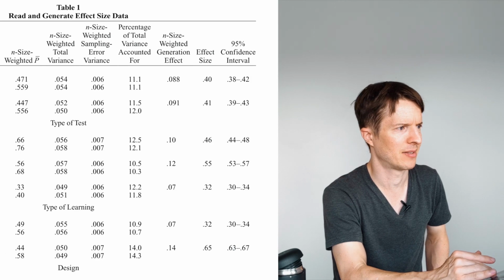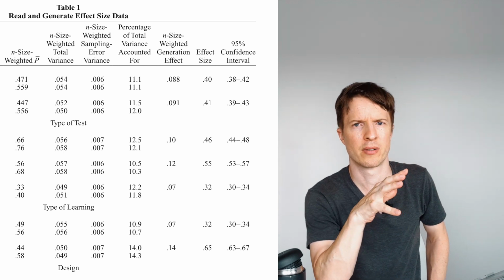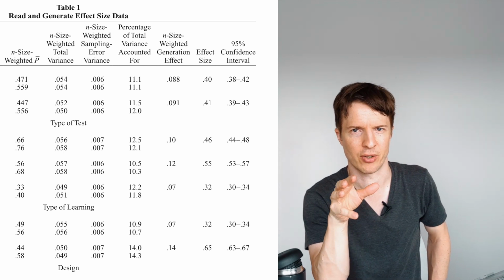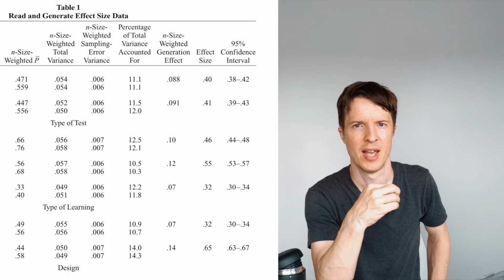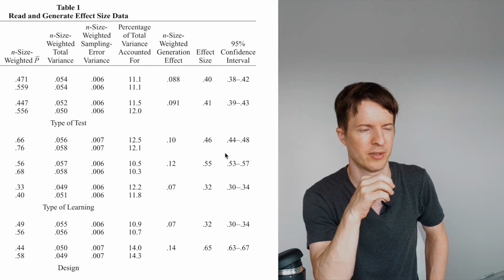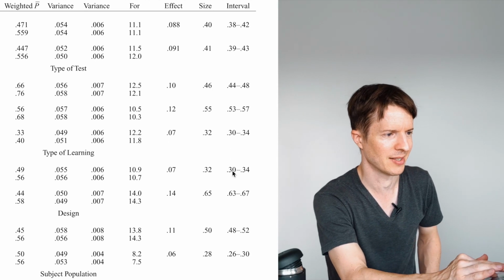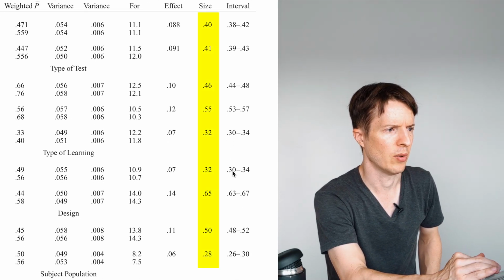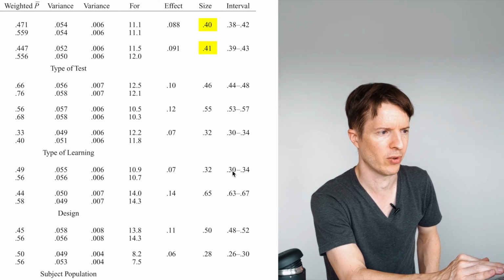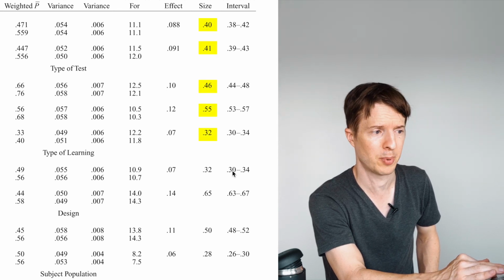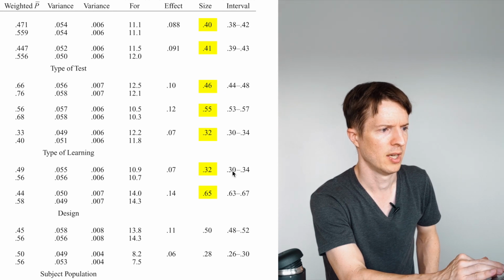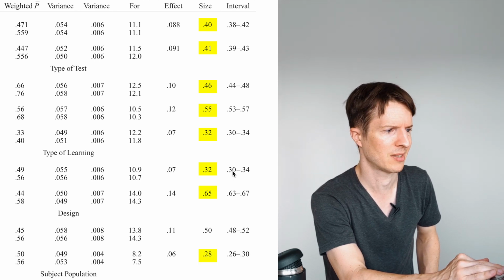This is a meta-analysis of other studies that try to test the generation effect under different kinds of conditions and with slightly different study protocols. But let's just look at some of the effect sizes, which are in this column here. So we got 0.4, 0.41, 0.46, 0.55, 0.32. That's pretty close to ours. 0.65, 0.28, that's even less than ours. Our effect size is on the low side, I would say, of the effects in the published literature, but it's in the ballpark. It's not crazy.